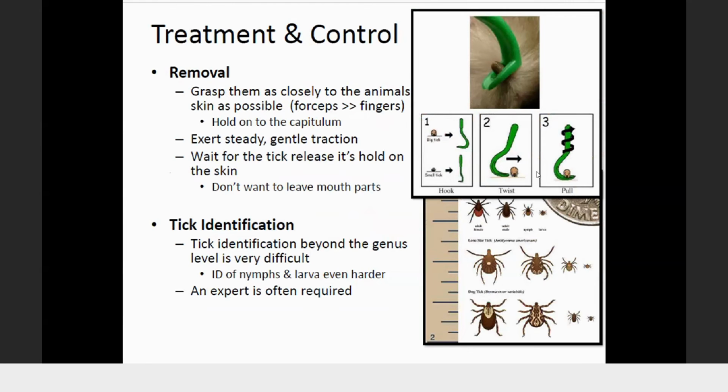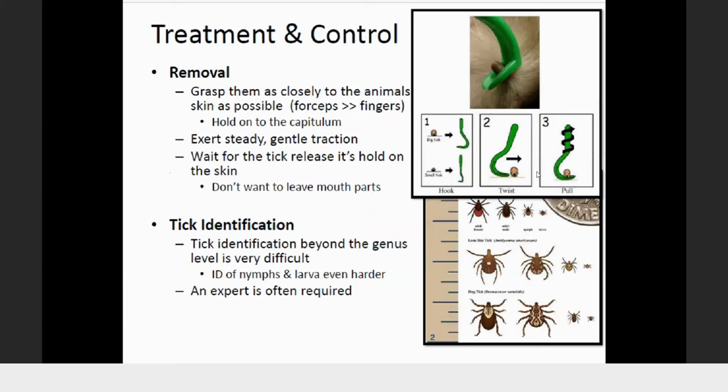And then we also can remove the ticks, but actually how to remove it, you need to remove the mouth parts as well. So you cannot leave the mouth parts. So that's why it's really important to have forceps or some kind of equipment. Because what happens when you leave the mouth parts inside will lead to a hypersensitivity reaction. Okay.